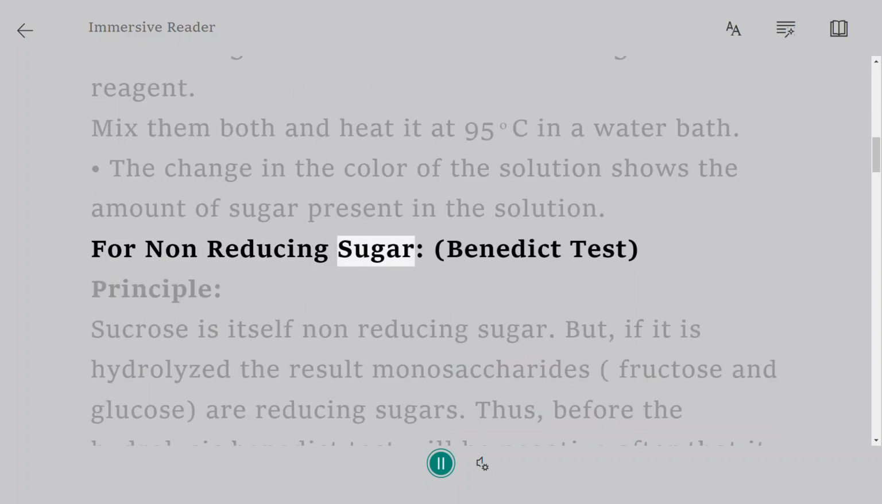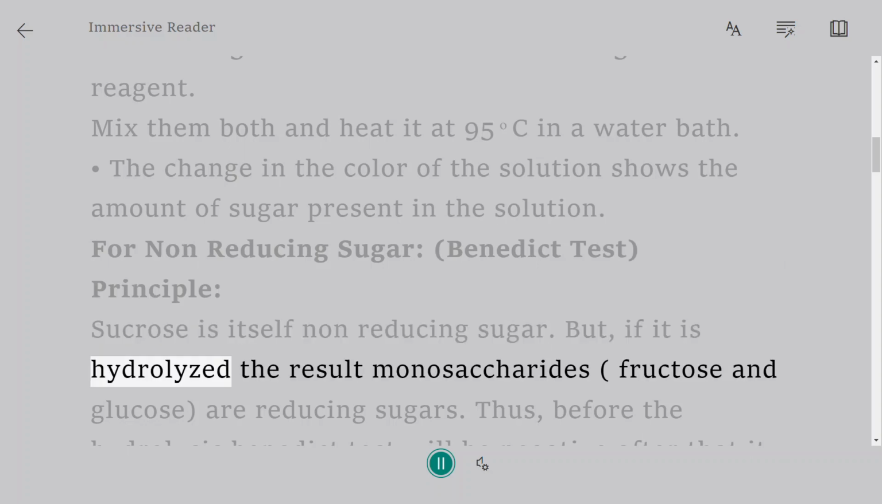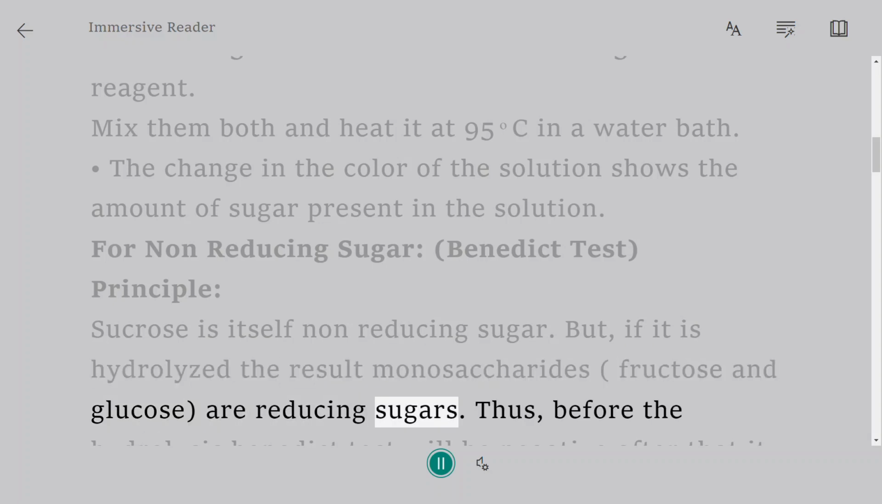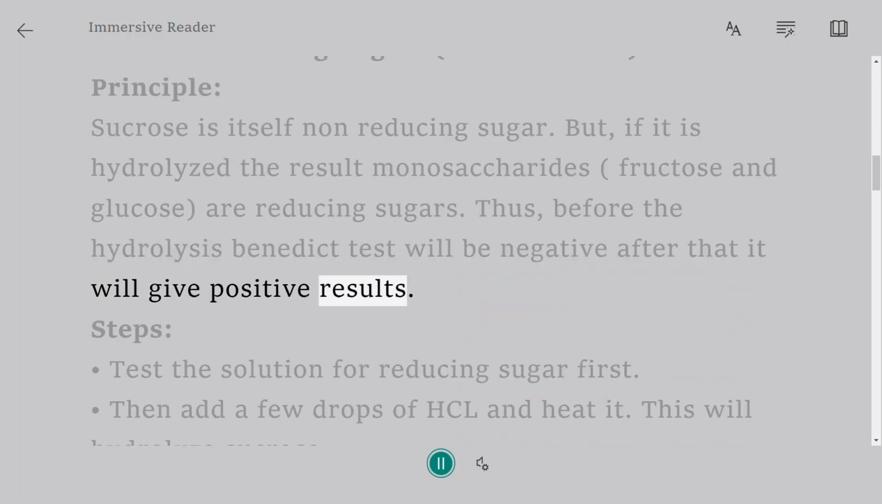For non-reducing sugar, Benedict test. Principle: sucrose is itself a non-reducing sugar. But if it is hydrolyzed, the resulting monosaccharides, fructose and glucose, are reducing sugars. Thus, before the hydrolysis Benedict test will be negative; after that it will give positive results.